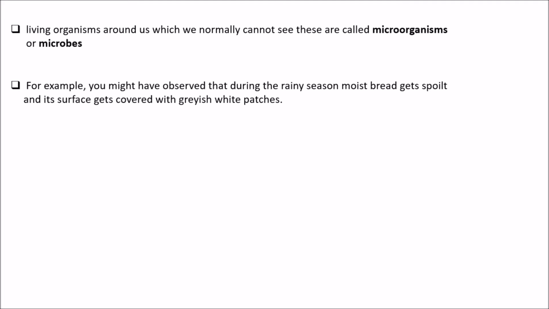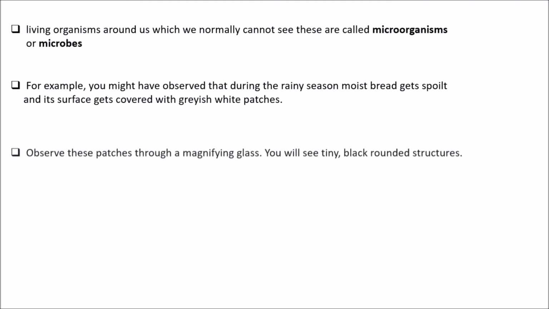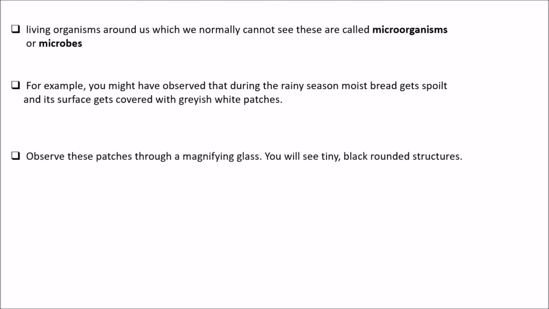And how do we observe these greyish white patches? If we observe these patches with the help of a magnifying glass, we will see tiny black rounded structures. So what structures will we see when we observe the patches with a magnifying glass? Tiny black rounded structures.